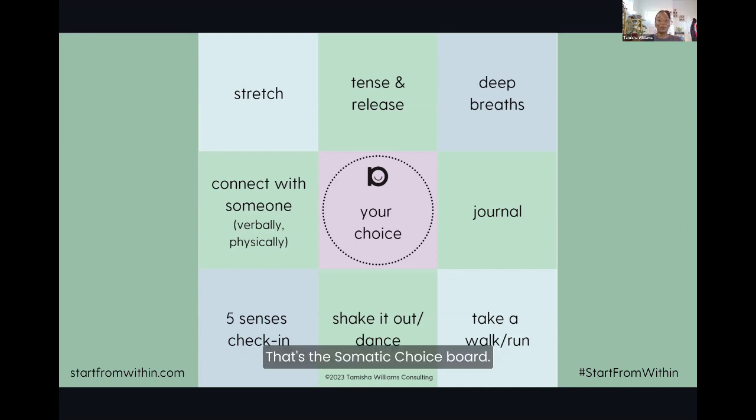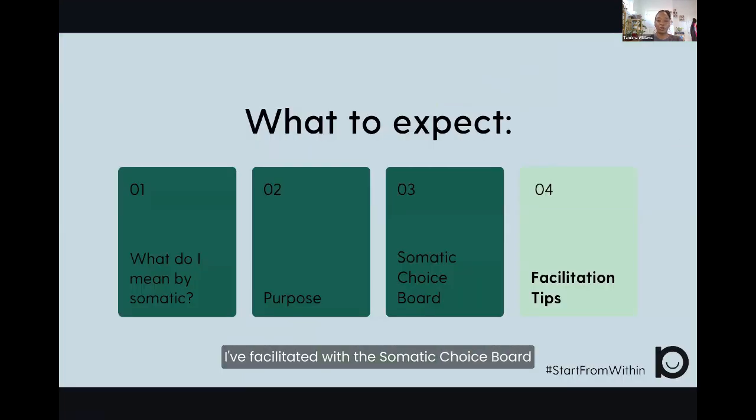That's the somatic choice board. So I hope that you find this to be a useful tool. How, though, could you take this into your work with teams, organizations, your family? I've facilitated with the somatic choice board several times, and I want to share some facilitation tips with you if you'd like to take this to your team.